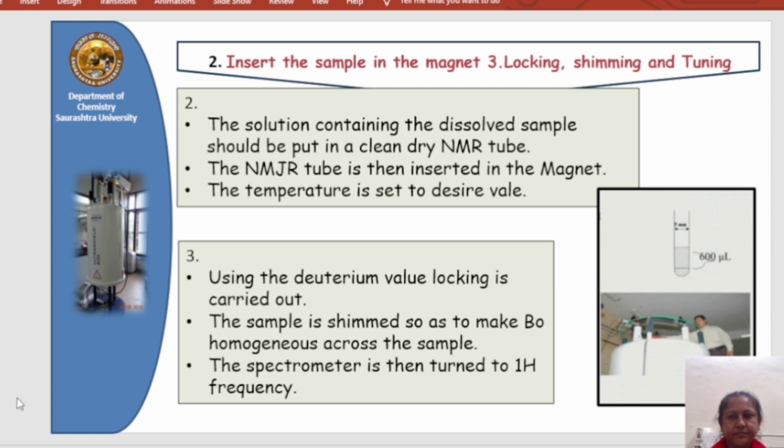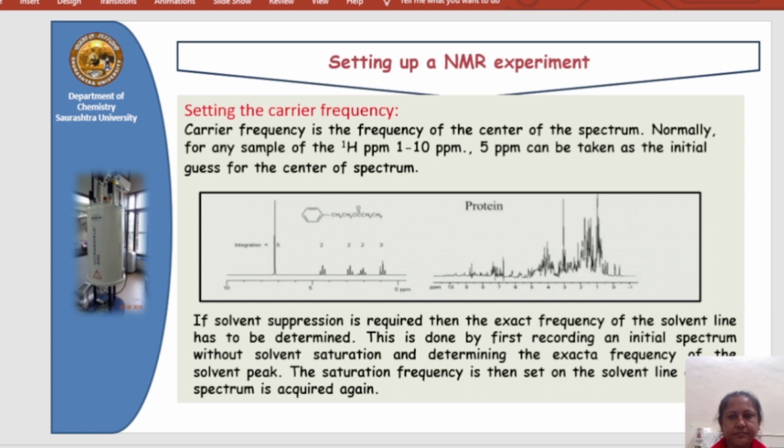Fifth one is the tuning. And after this tuning, what happens? After this tuning, we apply for this. So it is necessary to source the signal in the given range. That can be done by setting the carrier frequency.